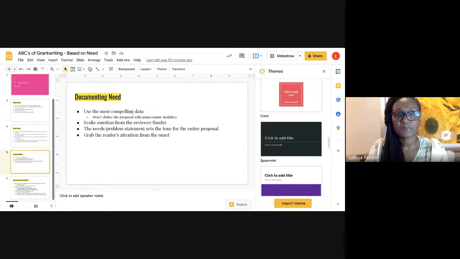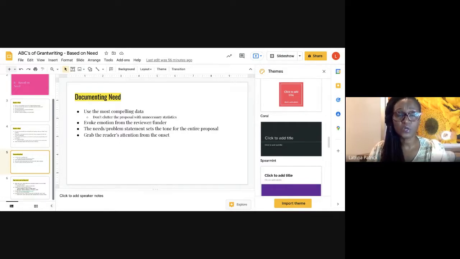The needs and the problem statement sets the tone for the entire proposal. So that is where you start building your case. If you're looking at each section of a traditional grant proposal, it starts out with the needs statement. That's the first thing. And so you want to grab their attention right away. If you don't start strong with that problem statement, it makes it very difficult to keep the reader's attention.